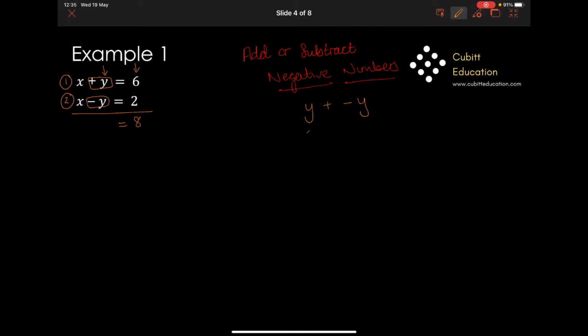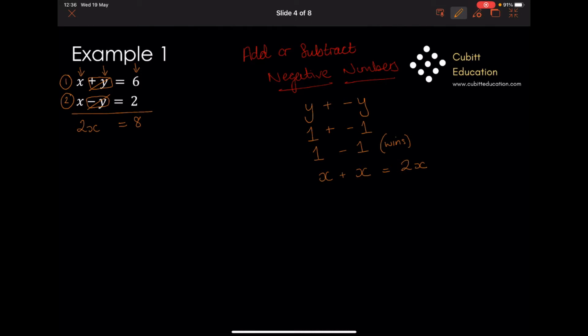So that's like saying 1 plus minus 1. And that just simplifies to 1 take away 1. The minus wins out here. Again, if you're not sure about adding and subtracting negative numbers, please go and revise that. So that basically leaves us with nothing. 1 take away 1 is 0. So those y's just cancel out and they disappear. And then here I have x plus x. Well, we know that x plus x is 2x. So I can write down 2x. So I've eliminated one of my variables.